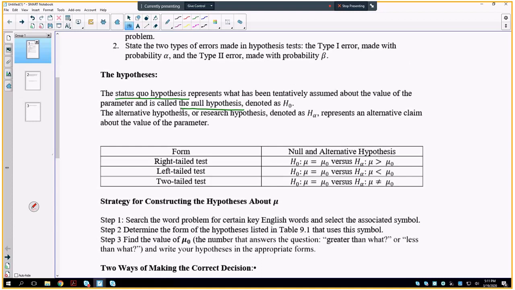There will also be in every problem an alternative hypothesis, also called a research hypothesis. An alternative hypothesis is an alternative claim about the value of the same parameter that the null hypothesis speaks about. And the null hypothesis we're going to denote H sub 0, whereas the alternative hypothesis we're going to denote H sub alpha.